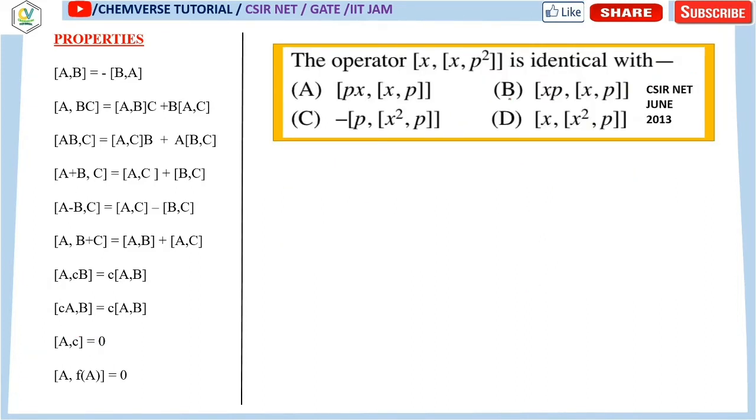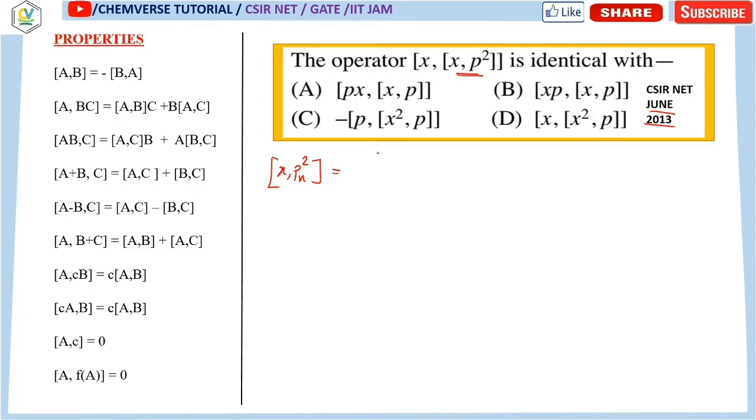Okay, now moving on to this one. This is to some extent a lengthy question, but if you follow step by step it will be much easier for you. It was asked in June 2013. Now let's discuss the value of the commutator of x and p square. This p is nothing but px, so x and px square. What is the value of this one?